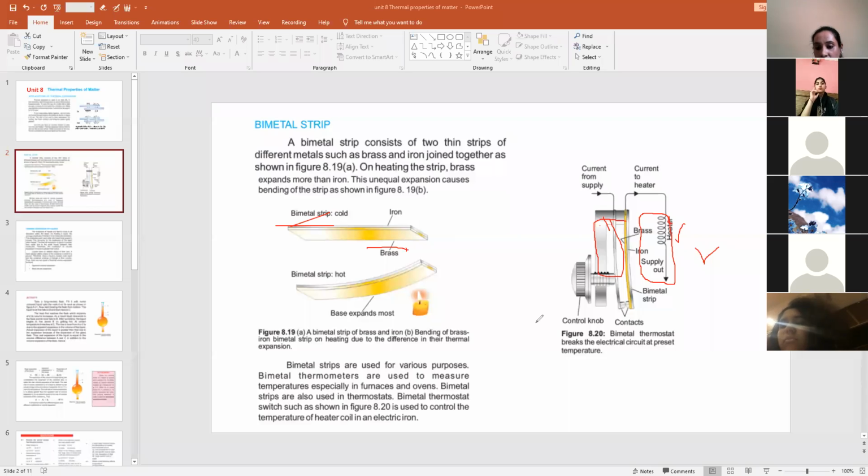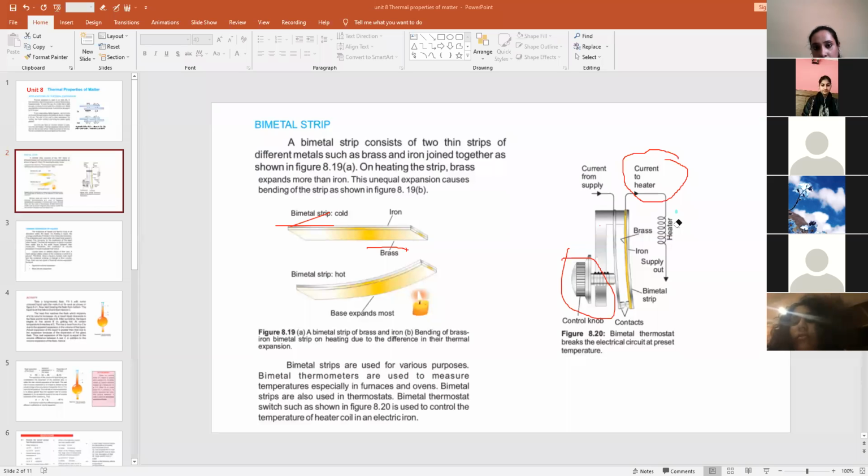So the construction of the electric iron is also shown in figure 8.20. If you see, there is an electric knob that is placed over here, which is used to control the switches, right? Then you have to supply the current from this side, and from this side the heat is going to the circuit. After some time, when you are supplying the heat and the temperature at the same time, the iron is working.